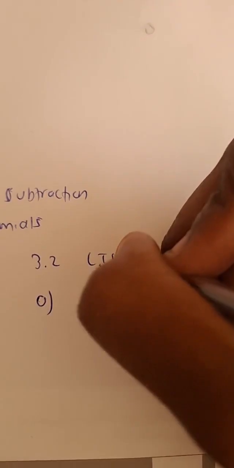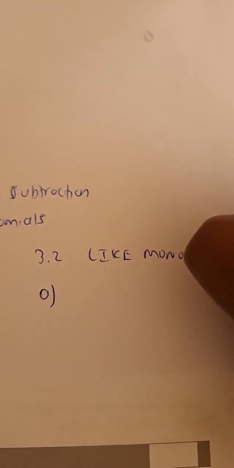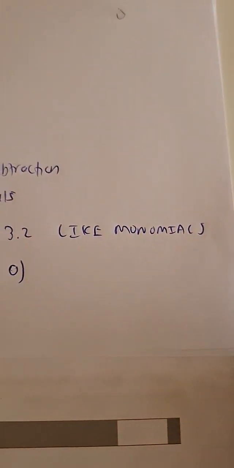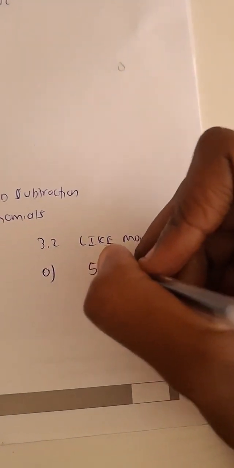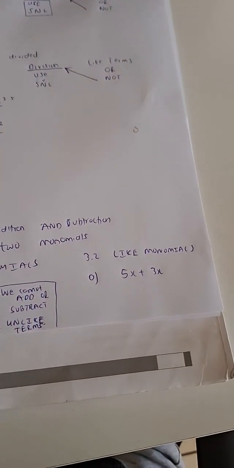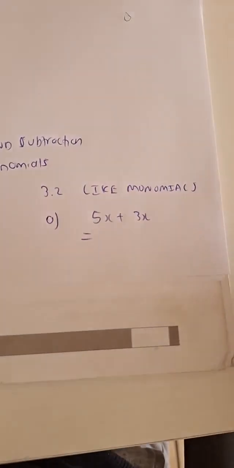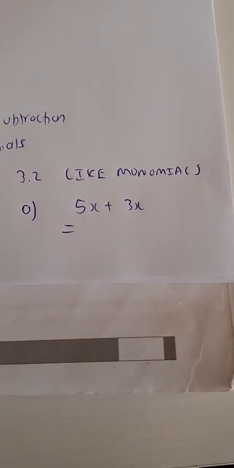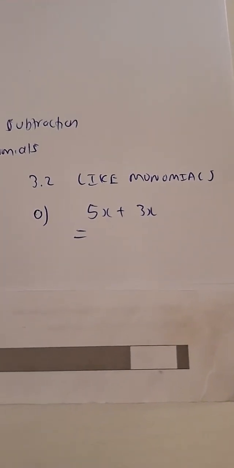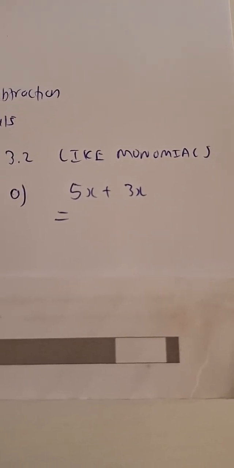Situation 3.2. What about like monomials? What do we see with like monomials? 5x plus 3x. Can anything be done here with 5x plus 3x? CR for Life is saying 8x. What is everybody else saying?